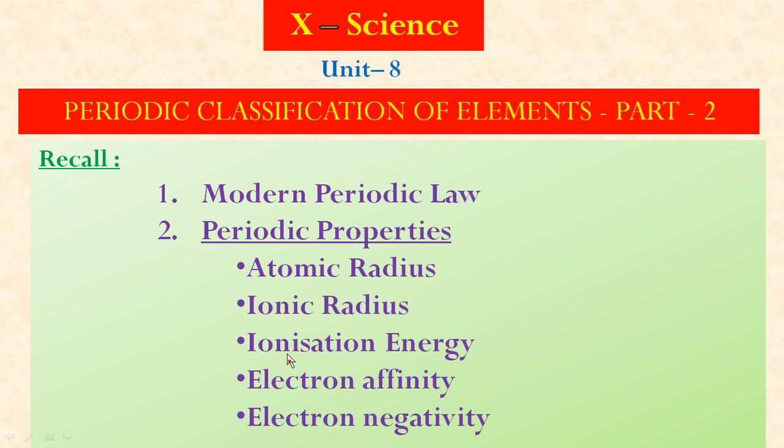The third one, ionization energy. It is the minimum energy required to remove an electron from the gaseous atom to form a cation. The fourth one, electron affinity. It is the amount of energy released when an electron is added to a gaseous atom to form an anion.